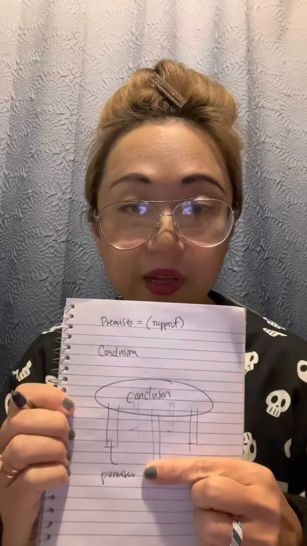You can think about the conclusion to be a table, okay? And the premises to be the support or the legs, okay? Some sort of platform, which is your conclusion, and these things called premises supporting your conclusion, okay?